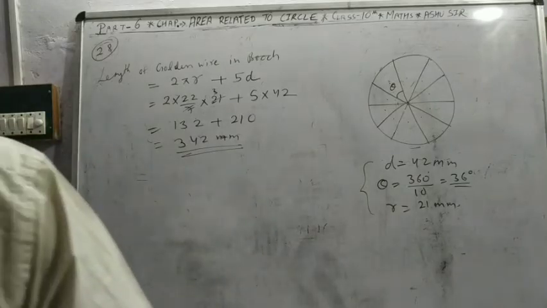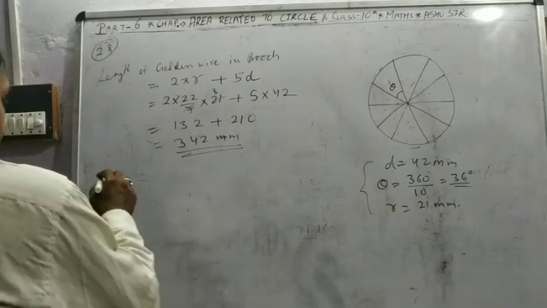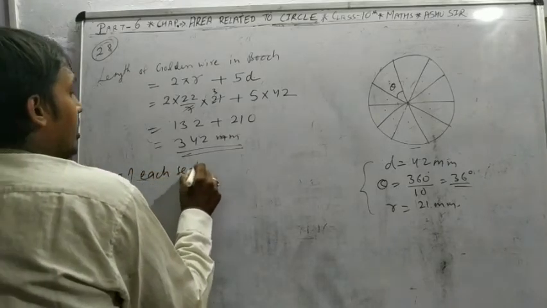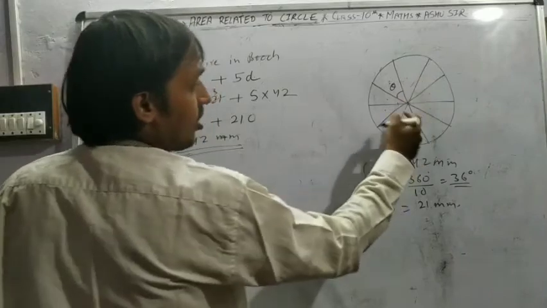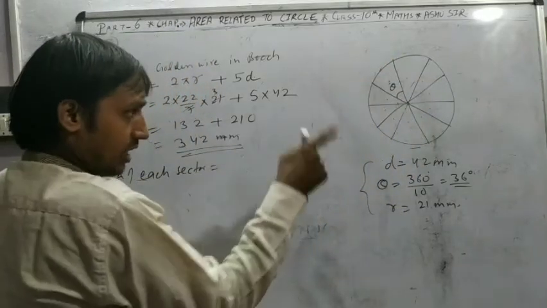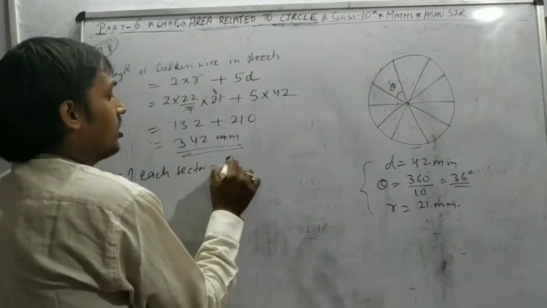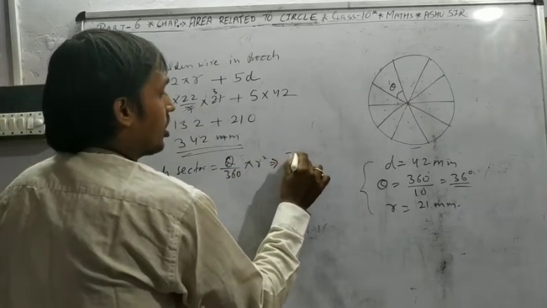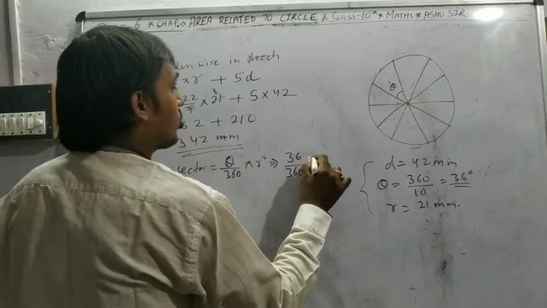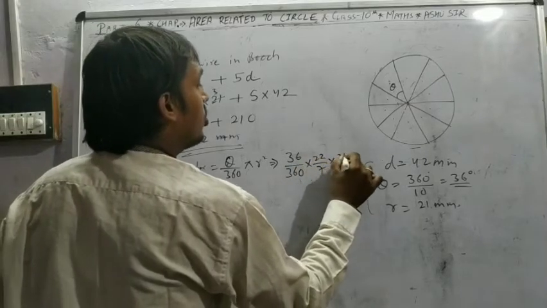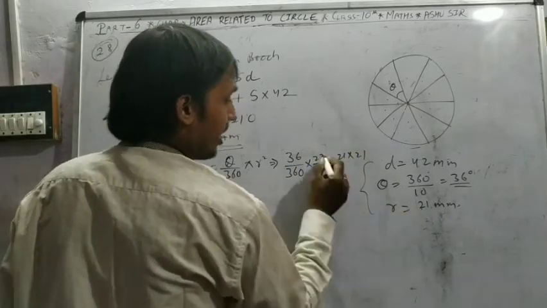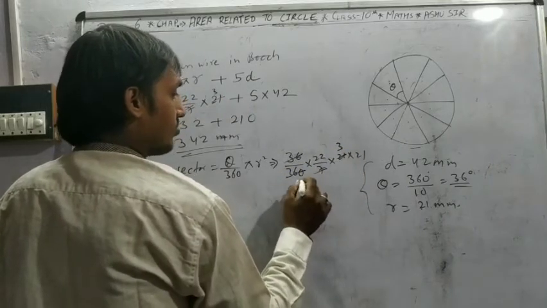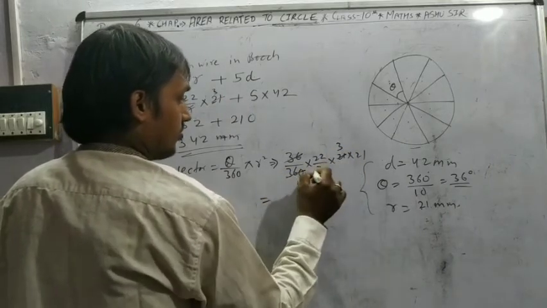And the question is to find the area of each sector. So area of each sector means one sector. All have equal sectors, so 10 sectors. So each sector area is theta by 360 pi r square: 36 by 360 into 22 by 7 into 21 into 21, radius. That is 10 times, 7 3s are 21. No cancel.